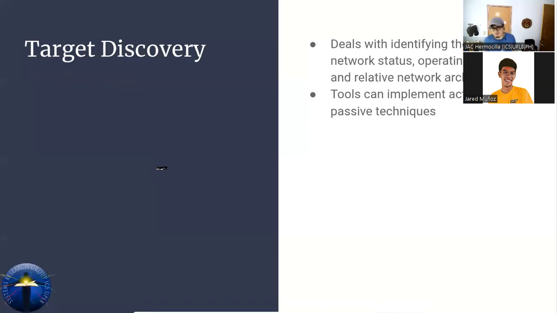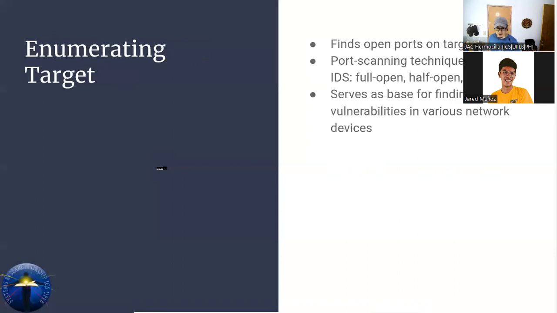Now, in target discovery, this is how you try to profile the assets in the target organization. You can identify, for example, what firewall is being used by UPLB, what router is being used by UPLB, what OS is being used by the servers of UPLB, what CMS is being used by websites in UPLB. There are tools that you can use to do this target discovery.